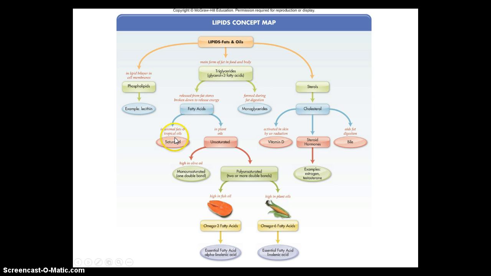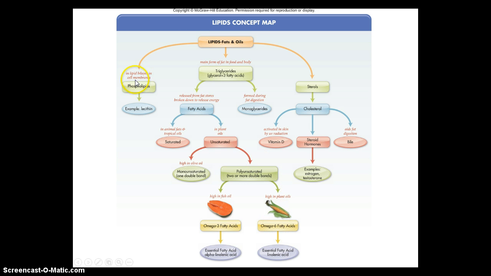And those fatty acids can either be saturated or unsaturated. The unsaturated ones typically are either poly, which are fish or plant, or mono, which is like in olive oil. Of those polyunsaturated fats, there's the omega-3s found in fish and the omega-6s found in plants.